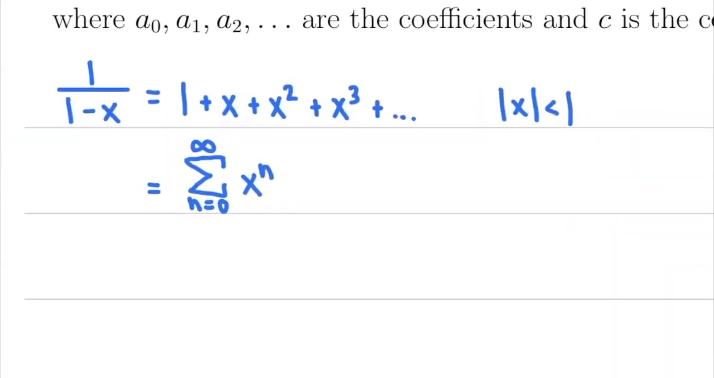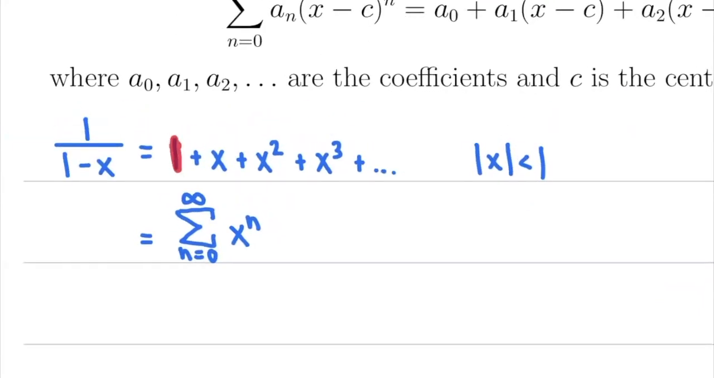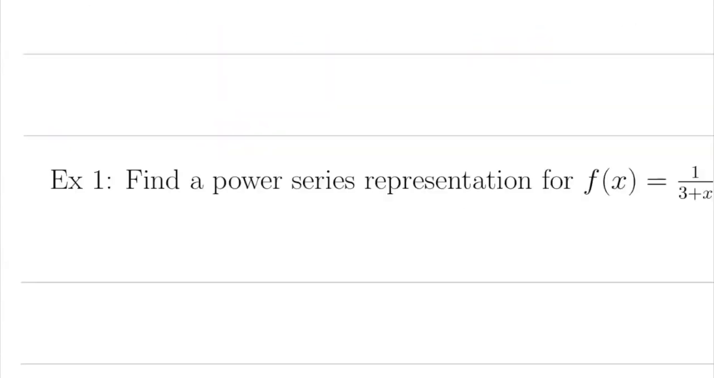So for this series, all the coefficients are 1, because it's 1 plus 1x plus 1x squared. The a0, a1, a2, those are all 1. And the center is 0 because it's just x to the power of n. It's not like x minus 2 to the power of n or anything like that. But this is a very, very useful power series, because from this power series, we can derive power series of functions that are in this form. And that's what I'm going to do in the next example.